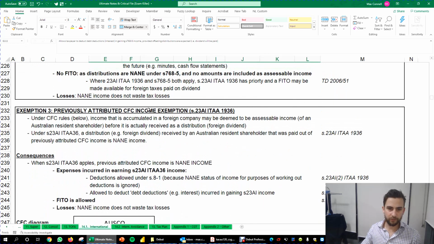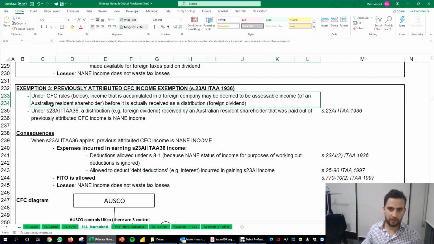Okay, let's talk about the third one, which was a little bit confusing. So previously attributed CFC income exemption. This is Section 23AI Income Tax Act 1936. So under the CFC rules, income that is accumulated in a foreign company may be deemed to be assessable income of an Australian resident shareholder before it actually receives a distribution.